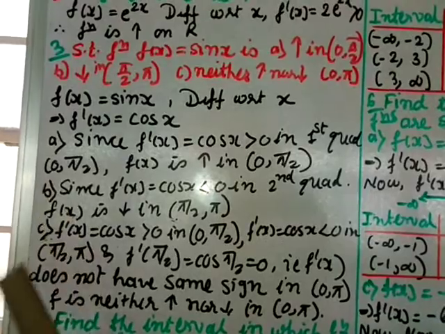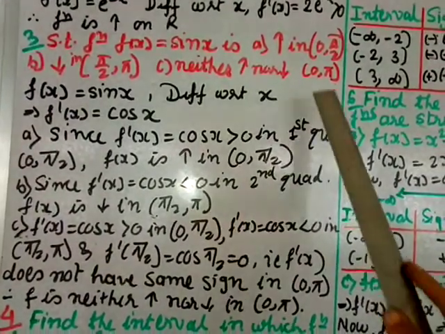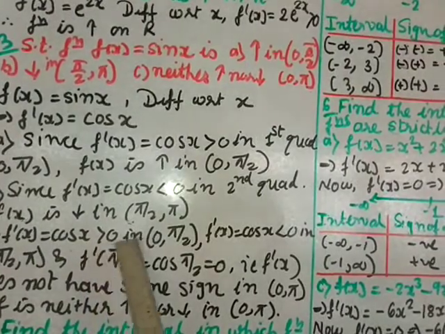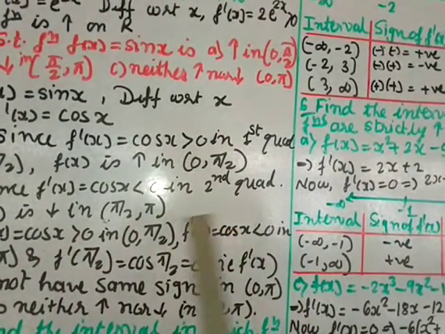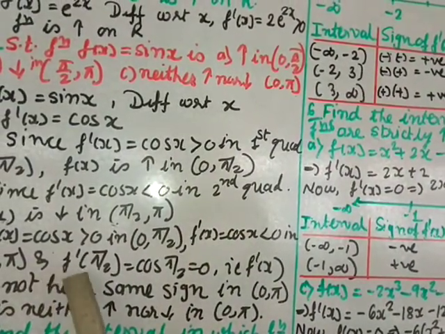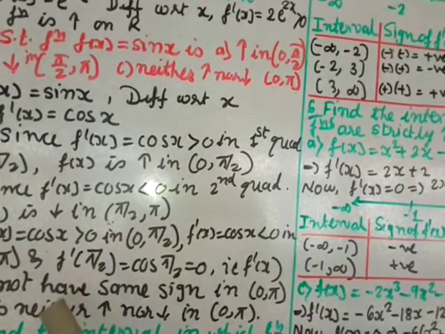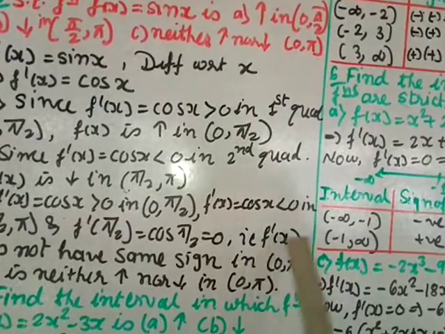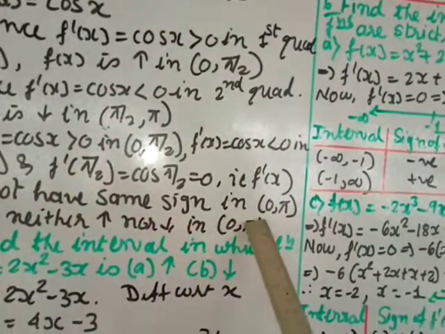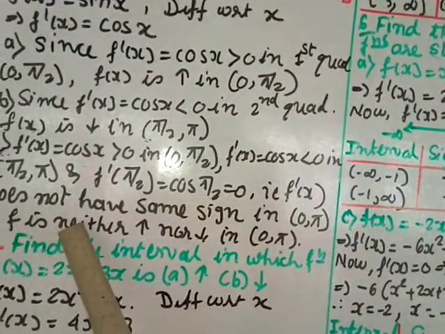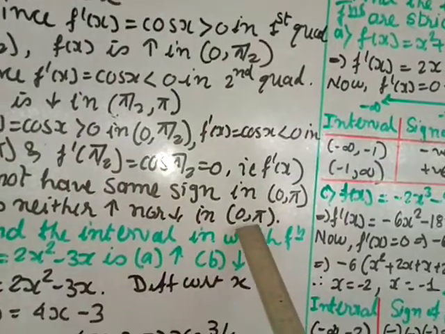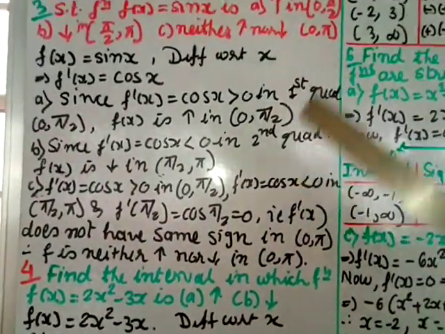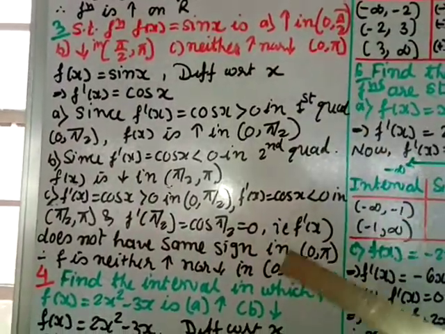Now in first and second together, that is 0 to pi. So f dash x equal to cos x is greater than 0 in the first quadrant, less than 0 in the second quadrant. If I put the value pi by 2, which is between 0 to pi, then cos pi by 2 is 0. That is, f dash x does not have the same sign in 0 to pi. So f is neither increasing nor decreasing in 0 to pi. So that is the answer for all three parts. Okay, we have proved all three parts.